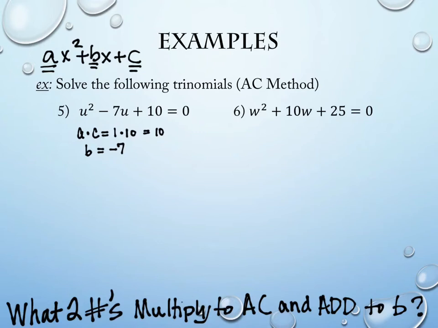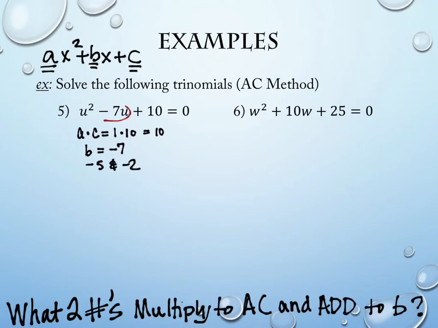-5 and -2. Okay, so what did you say? -5 and -2. Those two numbers multiply to 10, right? Yes. And they add to -7, right? Yes. So here's what we do.